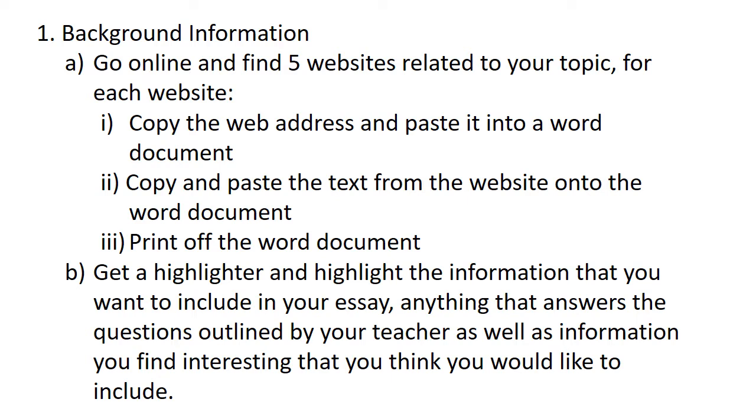After you have those all printed off, you get a highlighter and you highlight the information that you want to include in your essay. Anything that answers the questions outlined by your teacher, as well as information that you find interesting that you think you would like to include in your essay. Example coming up.